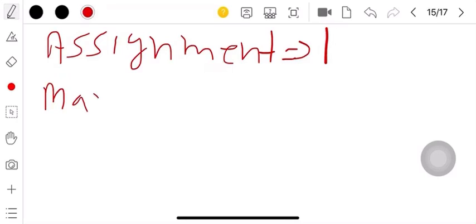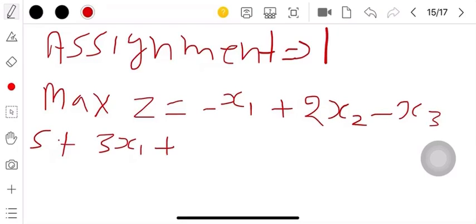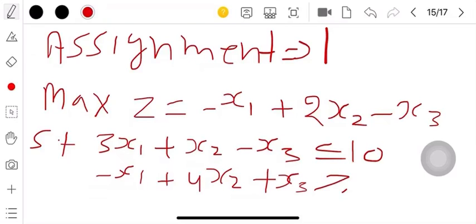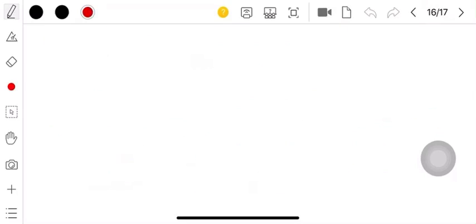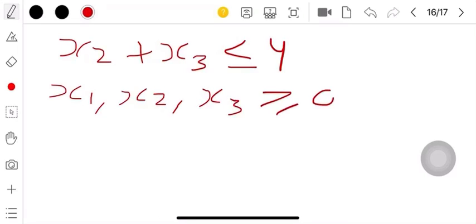Maximize z equals to minus x1 plus 2x2 minus x3, subjected to 3x1 plus x2 minus x3 less than equals to 10, minus x1 plus 4x2 plus x3 greater than equals to 6, and x2 plus x3 less than equals to 4, where x1, x2, x3 are greater than equals to 0.